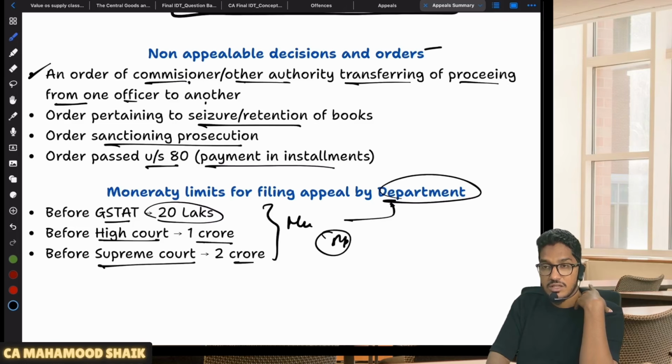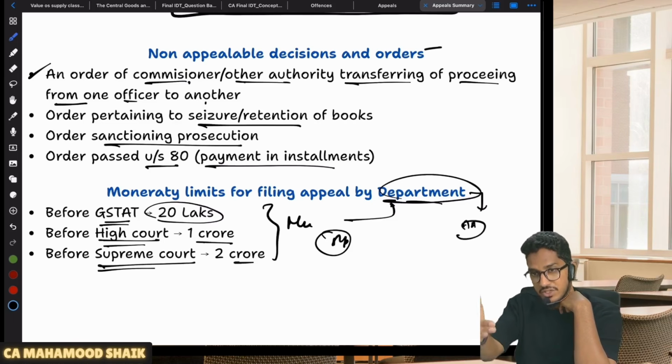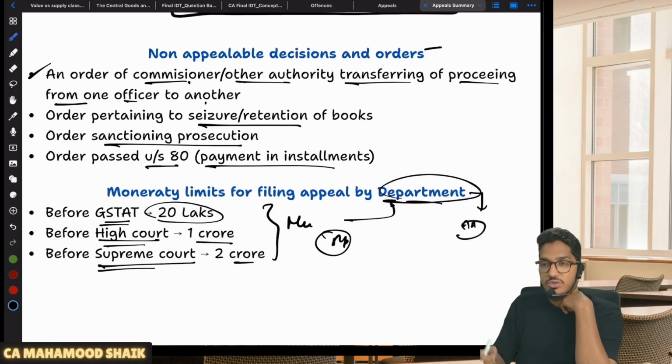Even if this amount is not there, the registered person can still go for appeal to GSTAT, High Court or Supreme Court. The restriction is only there for the department. And if you pay close attention here, there is no limit for going to the appellate authority. The department can go to the appellate authority, like Commissioner Appeals and Joint Additional Commissioner Appeals, without any monetary limit. The only limit is when you want to file an appeal with GSTAT, High Court or Supreme Court.